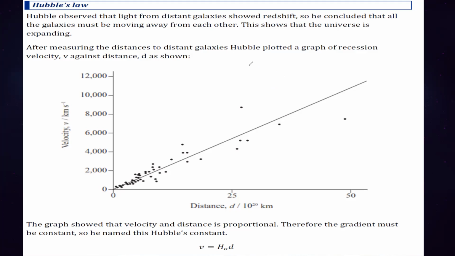Same thing here: the speed at which the galaxies are moving is directly proportional to the distance between them. When we replace the proportionality sign, we replace it with an equals sign and a constant, and that constant is known as the Hubble's constant. So V equals HD, and the Hubble constant has a fixed value, which is 2.2 times 10 to the power minus 18 second inverse. How can we use this?